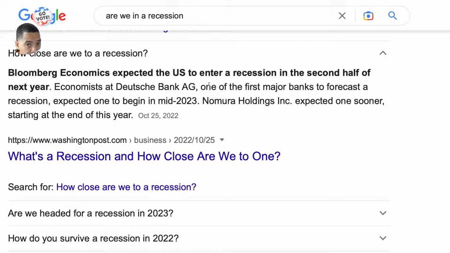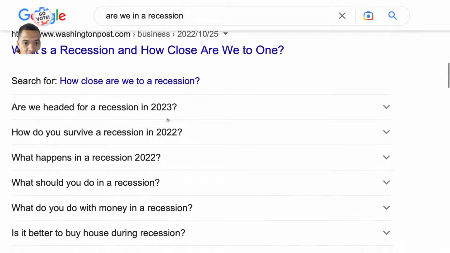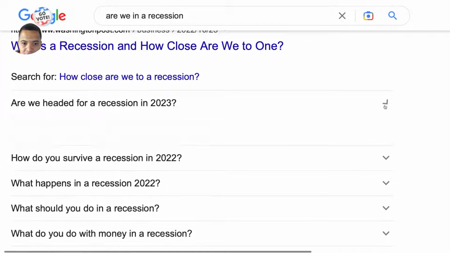Okay, that we might be hitting that recession timeframe, right? So economists at the Deutsche Bank, one of the first major banks to forecast a recession, expected one to begin in mid 2023. All right, so are we headed for a recession in 2023?